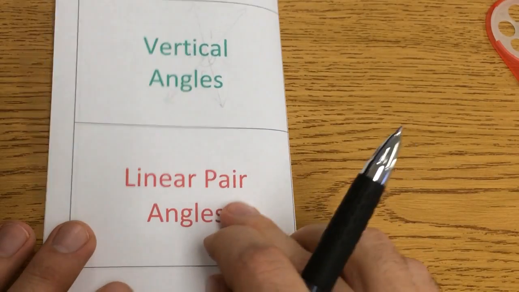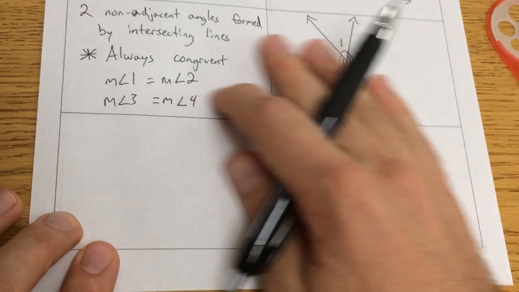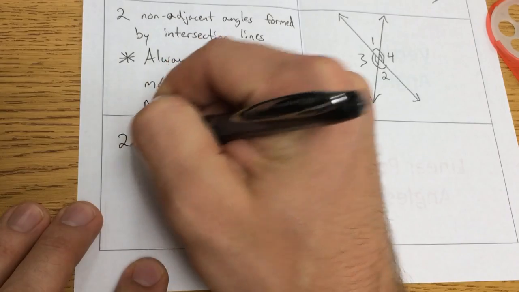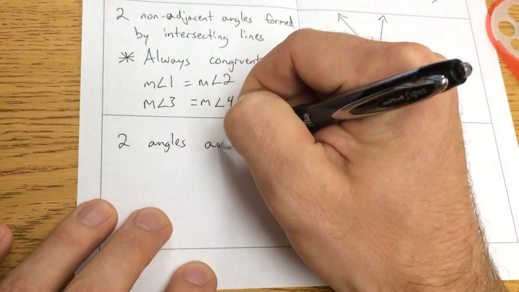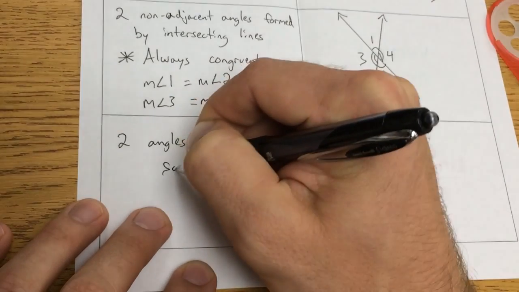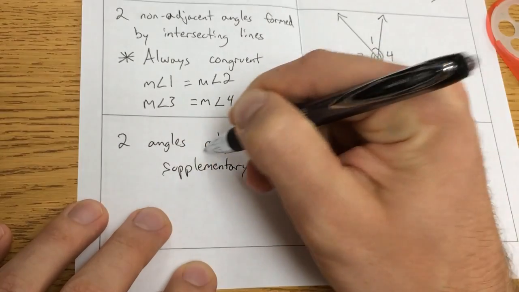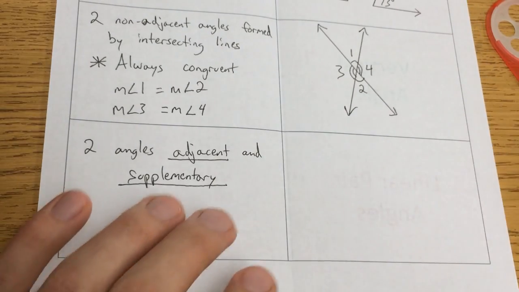The last set we have is our linear pair angles. Again, something that might be new for you. Let me give you a definition. The definition of linear pair angles is two angles that are adjacent and supplementary. So the big words here are adjacent and supplementary. Two angles that are adjacent and supplementary form a linear pair.